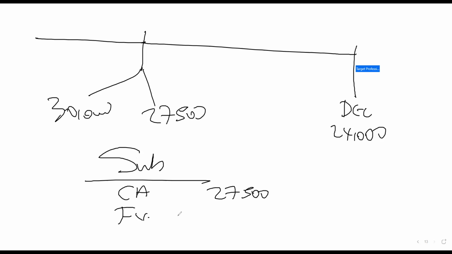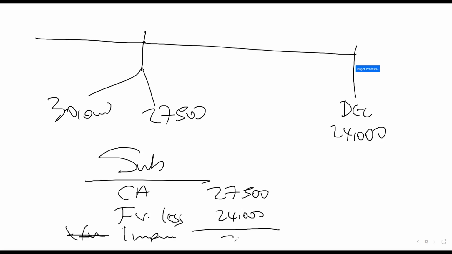What is the fair value less cost to sell now? 24,000. So which one do you pick? 24,000. So is there any impairment? Yes, there's impairment of 3,500. Good.